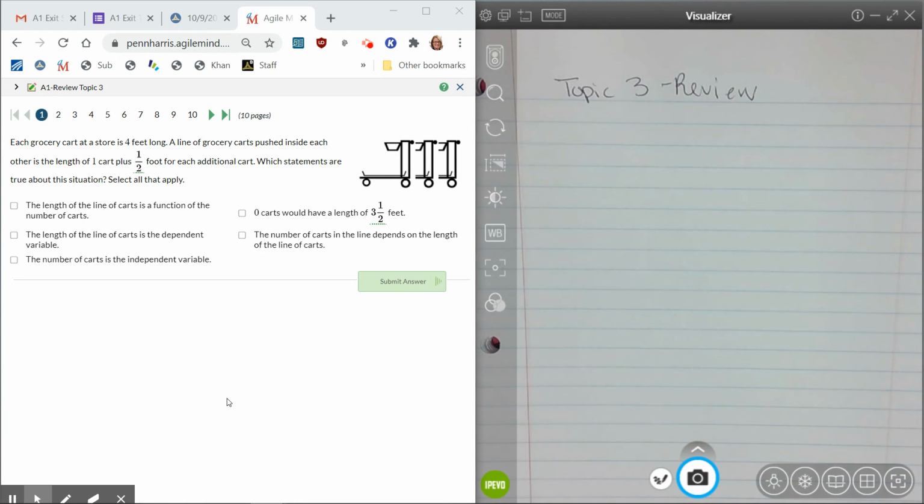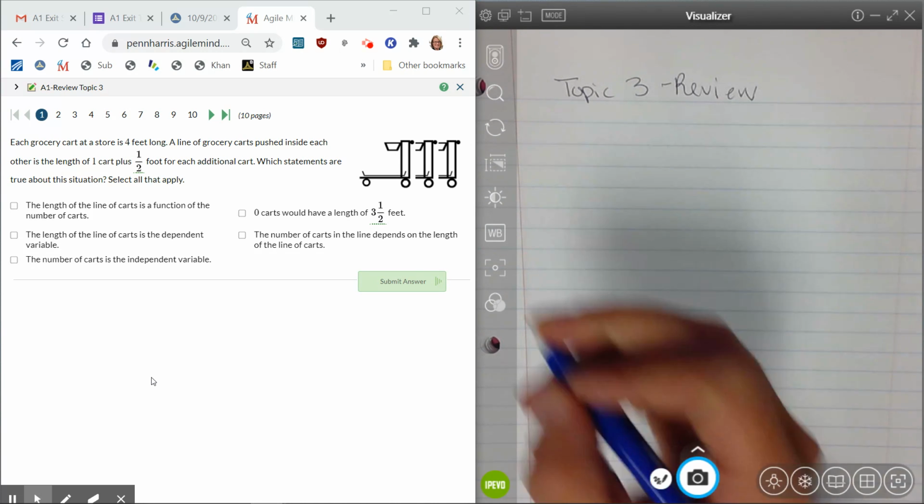Okay, so taking a look at question number 1 here. It says that each grocery cart at a store is 4 feet long. A line of grocery carts pushed inside each other is a length of one cart plus half a foot for each additional cart. Which statements are true about this situation? Select all that apply. So that means we're going to have to select multiple things. That's our first clue that there's more than one answer. With that said, let's talk about the information that they're giving us.